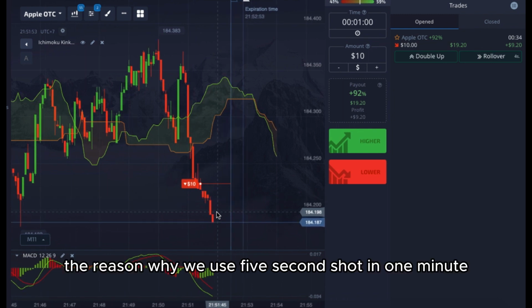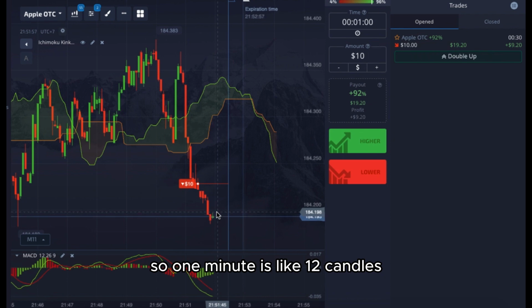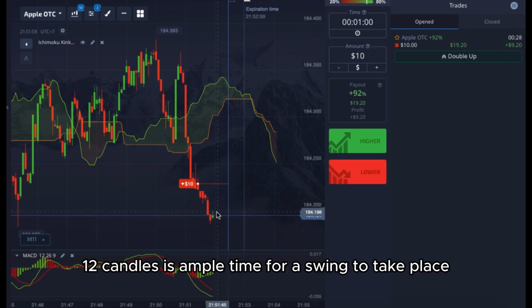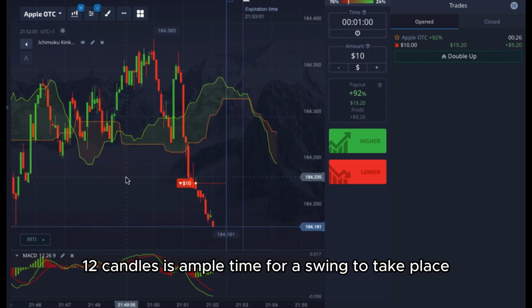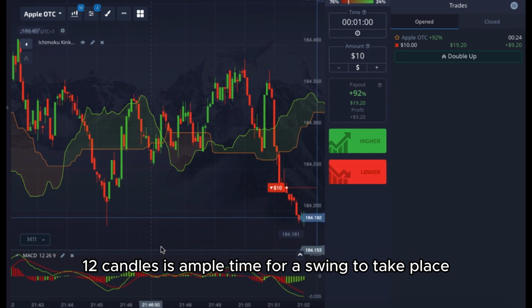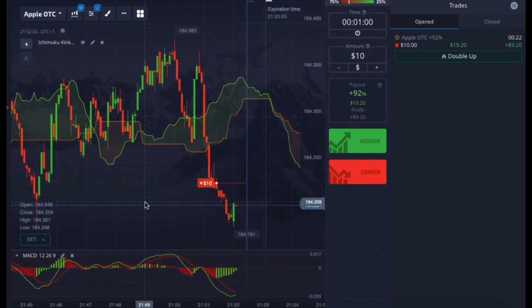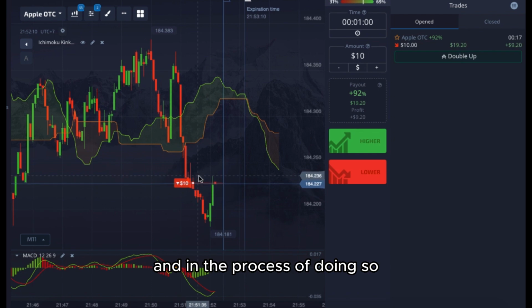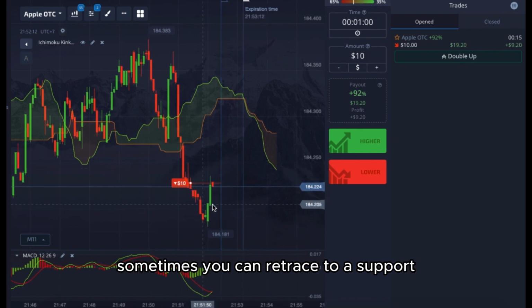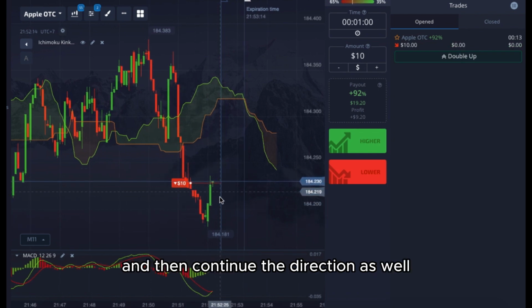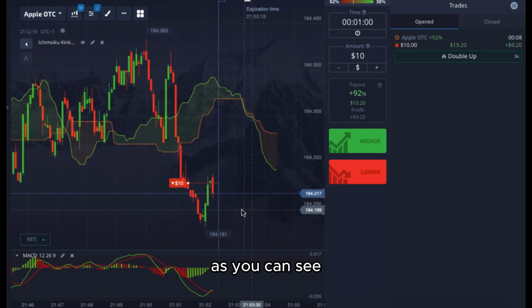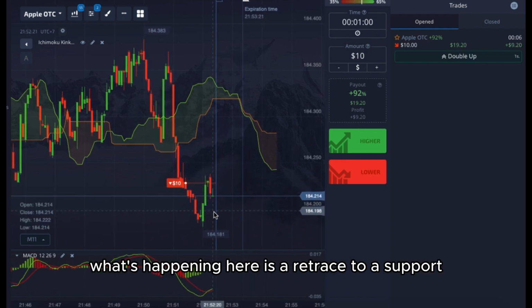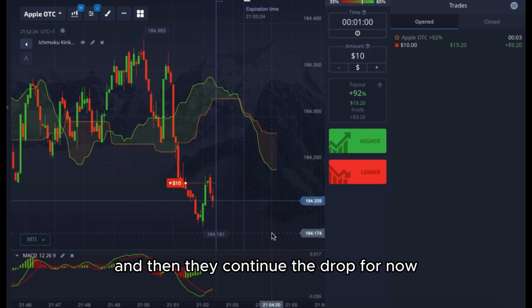The reason why we use a 5 second chart and 1 minute, so 1 minute is like 12 candles. 12 candles is ample time for a swing to take place. That is the reason why we need to get that many. And in the process of doing so, sometimes it can retrace to a support and then continue the direction as well. As you can see what's happening here, it's a retrace to a support and then they continue the drop.